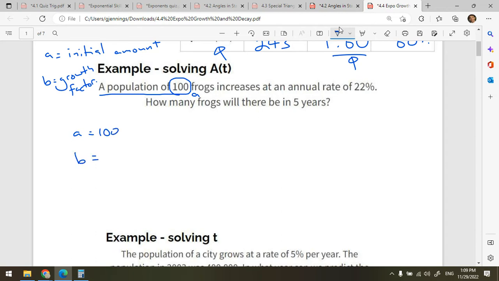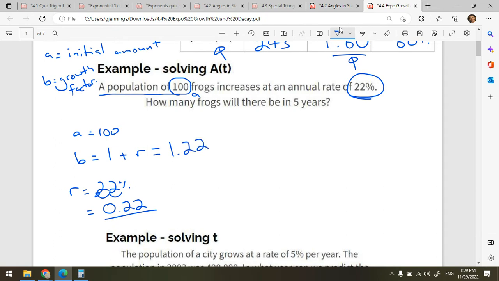Our B is equal to, well, it's growing at 22%. So let's figure out B. B is going to be 1 plus the rate of change as a decimal. R is equal to 22%. Let's write 22% as a decimal. To do that, we move the decimal place twice. So 0.22 is R. So B is equal to 1.22. 1 plus this. 1.22. So now we can use that to set up an equation.